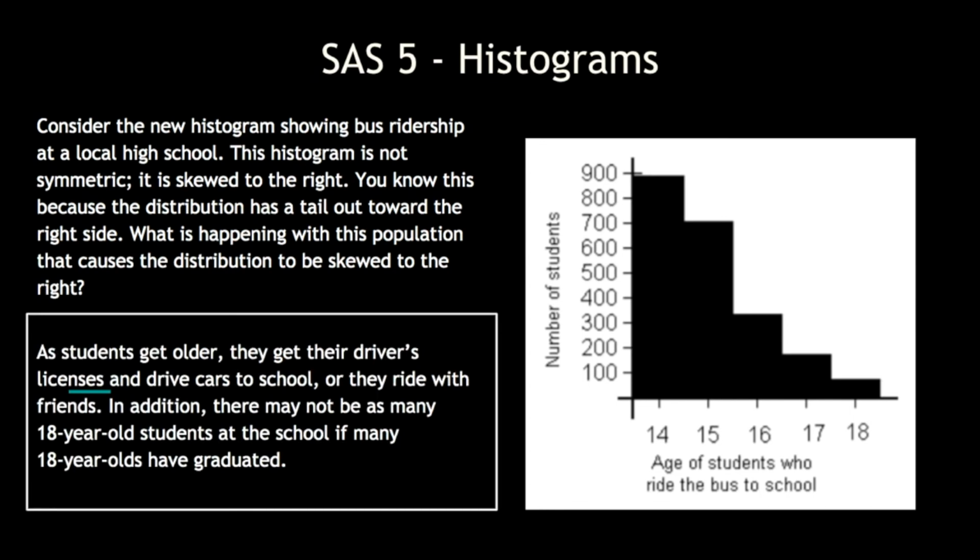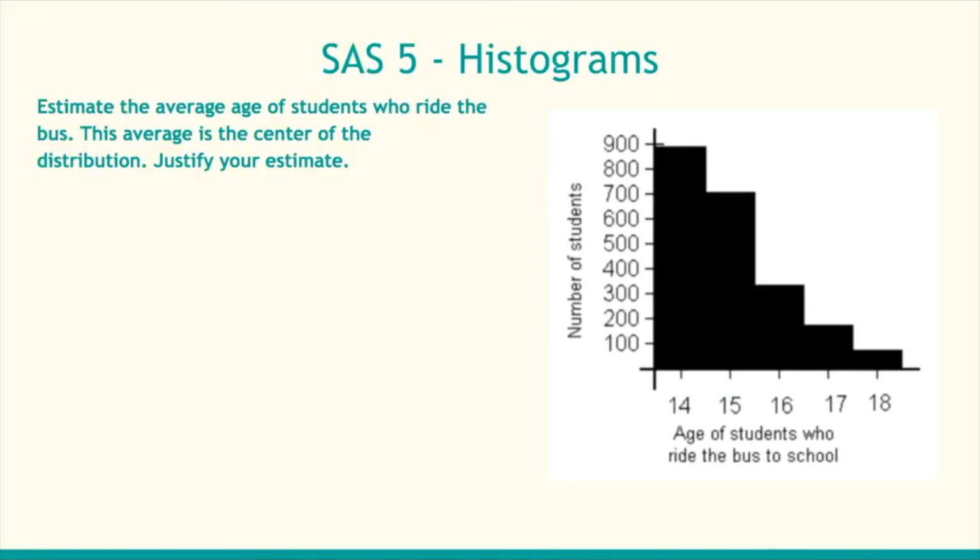Now, as the students get older, they get their driver's license and they start driving to school, and that explains why fewer and fewer of those students ride the bus. Or they ride with friends. In addition, there may not be as many 18-year-old students at the school if some of them have already graduated.